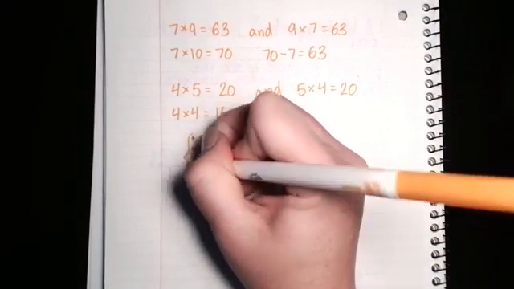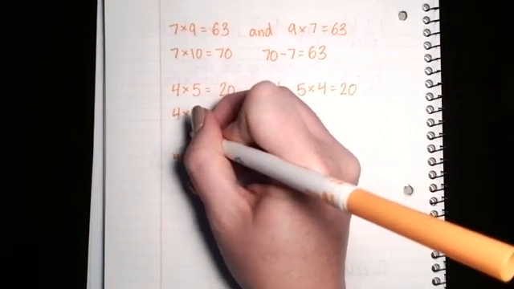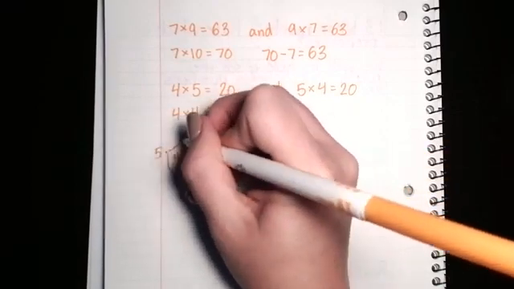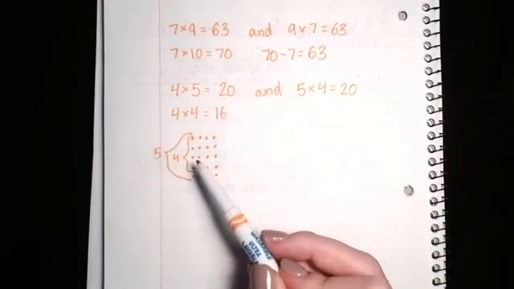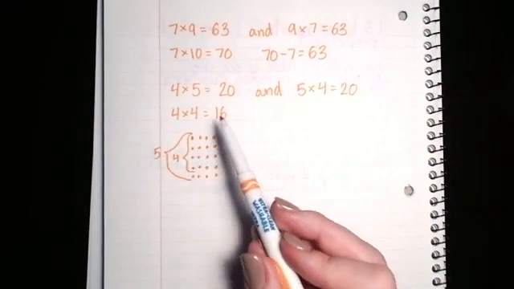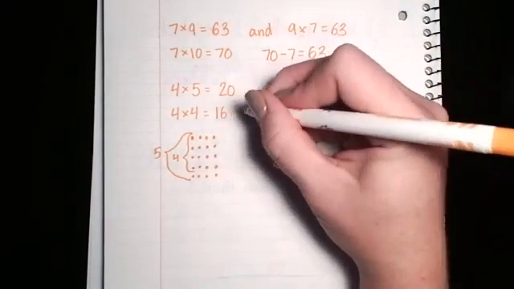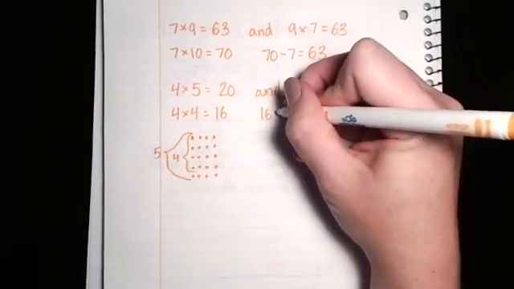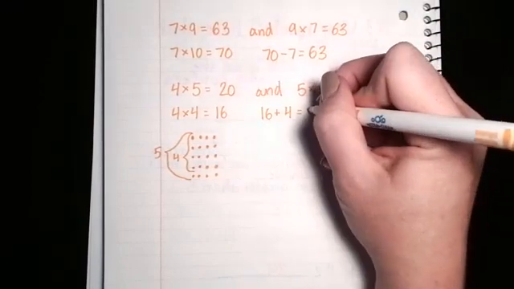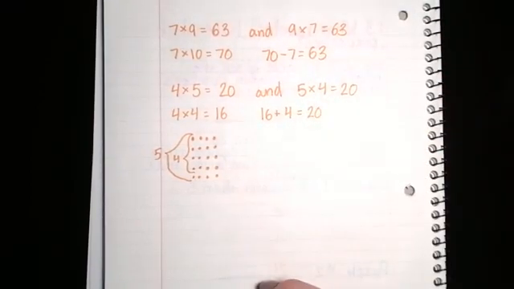That's 4. All of them together, that's 5. Sorry, my brackets aren't very good. So I just added one more group of 4 there. So if I already know 4 times 4 is 16, I can take this answer, 16, and just add one more group of 4. 16 plus 4, and guess what? That's going to get me my answer of 20.